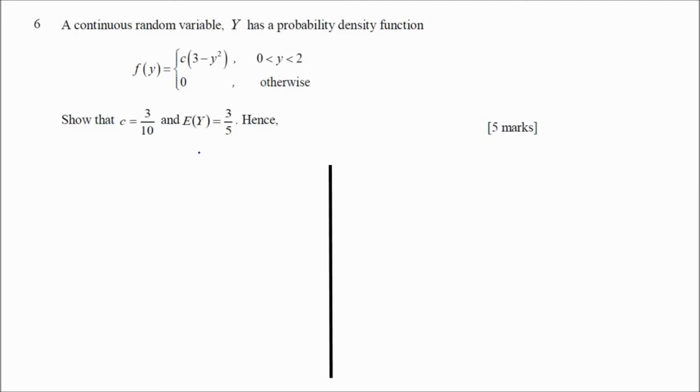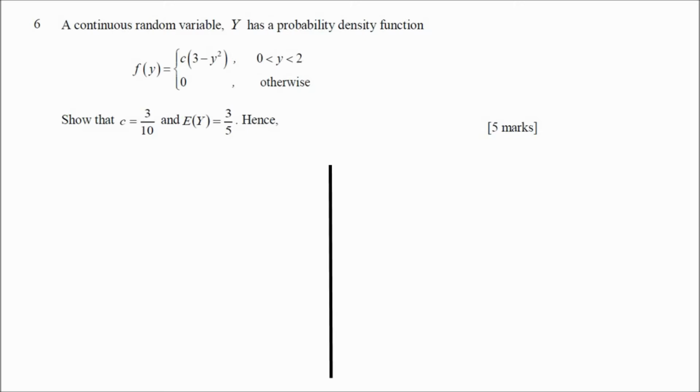Okay, so untuk soalan nombor 6, kita diberi a probability density function, which is f(y) given by the piecewise function of c(3 minus y squared) at the interval of y between 0 and 2, and 0 otherwise. So now, first part, kita kena show that c is equal to 3 over 10 and the expected y is equal to 3 over 5.